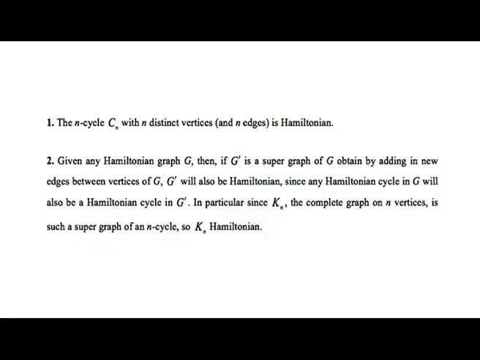Some important notes. First one, the n-cycle with n distinct vertices and n edges is Hamiltonian. Second one, given any Hamiltonian graph G, if G' is a supergraph of G obtained by adding new edges between vertices of G, G' will also be Hamiltonian, since any Hamiltonian cycle in G will also be a Hamiltonian cycle in G'. In particular, since Kn, the complete graph on n vertices, is such a supergraph of an n-cycle, Kn is Hamiltonian.